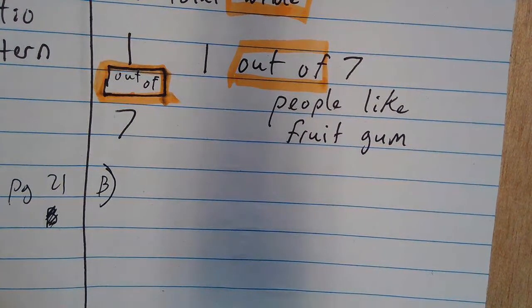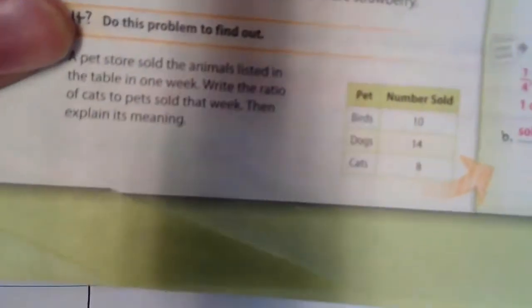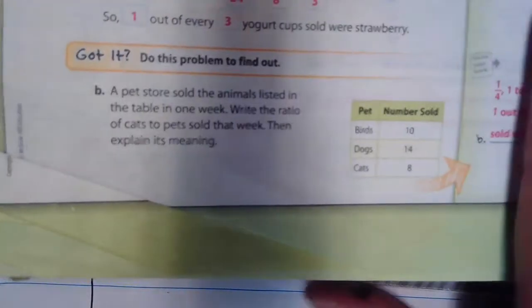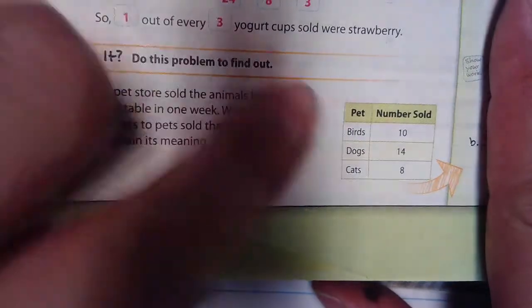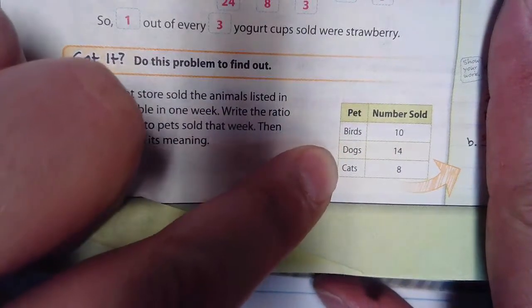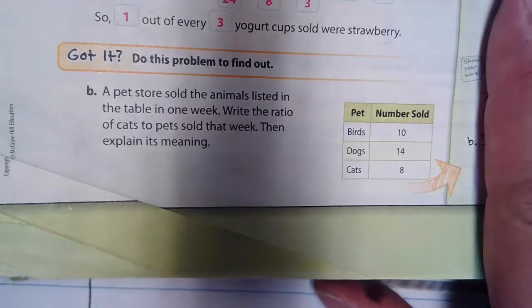A pet store sold the animals listed in the table in 1 week. Write the ratio of cats to pets sold that week. Then explain its meaning. All right. Here's our table. Pets sold. We have 10 birds, 14 dogs, 8 cats.